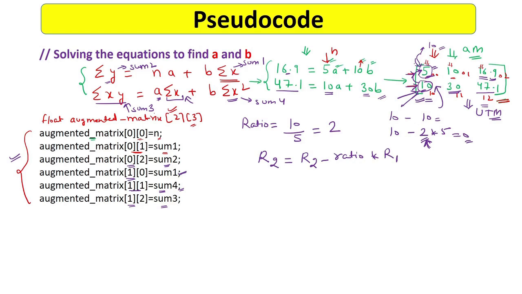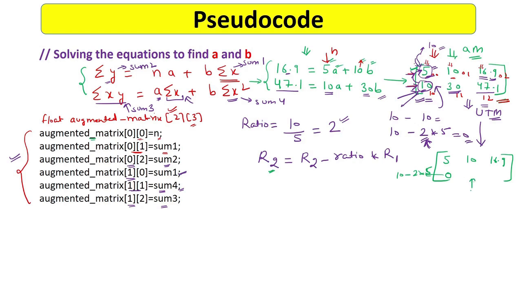I have to apply the same thing with the other values also: 30 minus 2 multiplied by 10, 47.1 minus 2 into 16.9. 2 is the ratio for this question. In this way, I will get the upper triangular matrix. Row number 1 will be 5, 10, 16.9, unaffected because I am changing row number 2. Now here it will be 0, because it is 10 minus 2 multiplied by this 5.